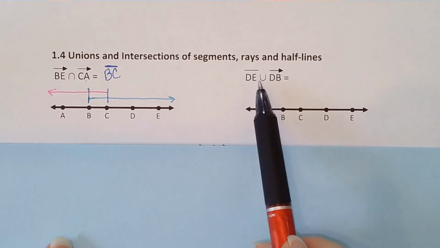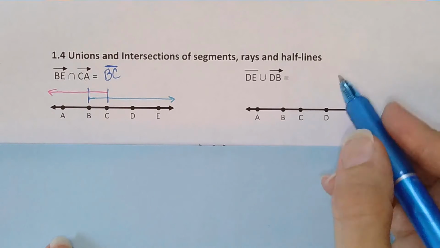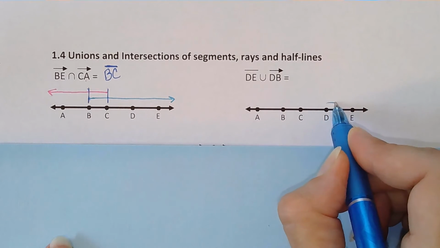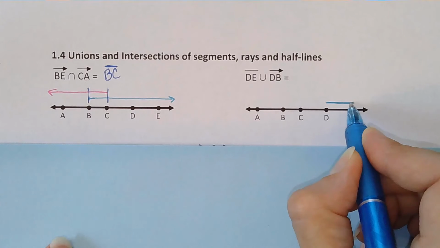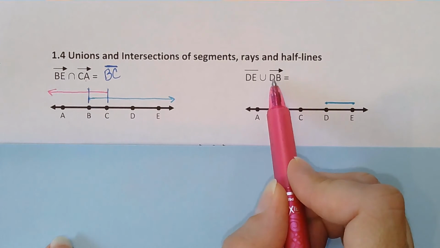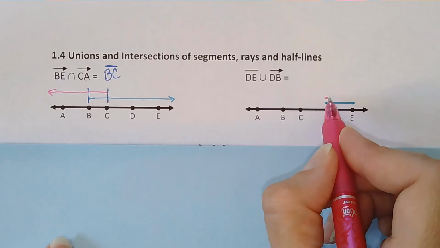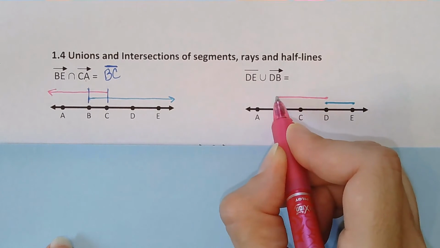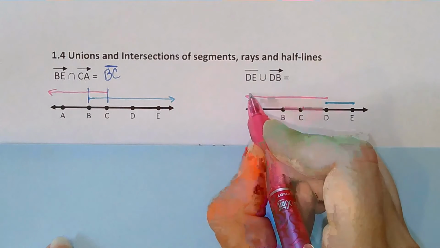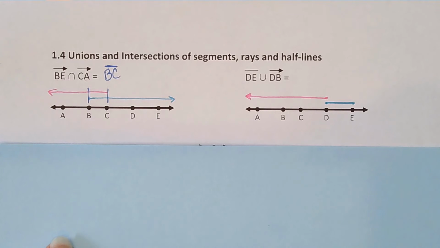Okay, so now let's take a look at this next one. We've got segment DE. So I'm going to grab my blue pen here, and segment DE is just this little piece right here that goes between D and E. And then I've also got ray DB. It starts at D and goes in the direction of B. So I'm going to start here at D and go in the direction of B and keep going, because a ray continues on and on. So there is my ray DB.